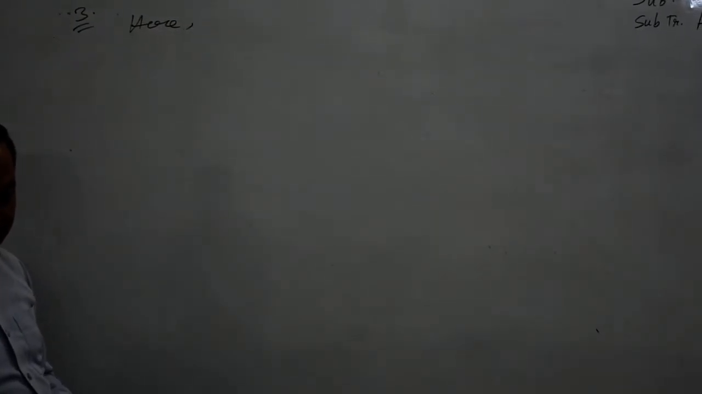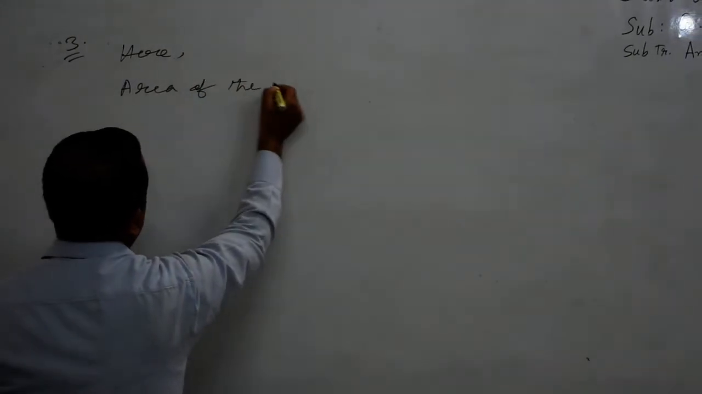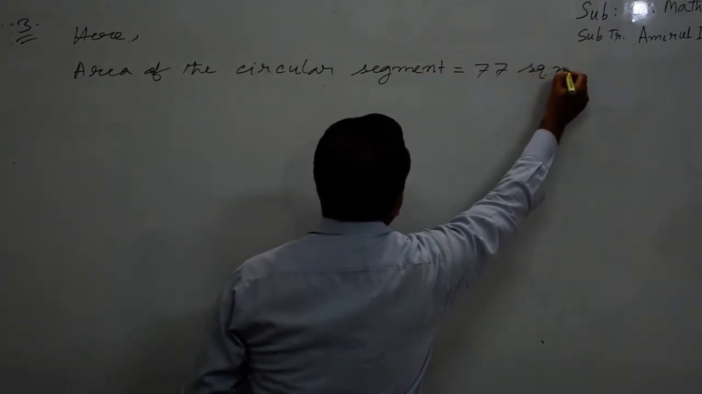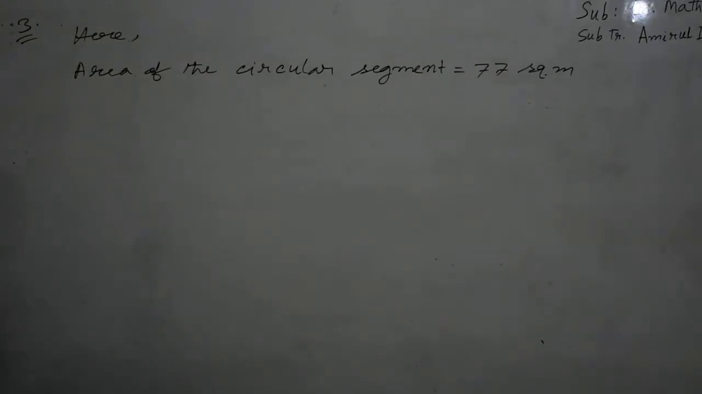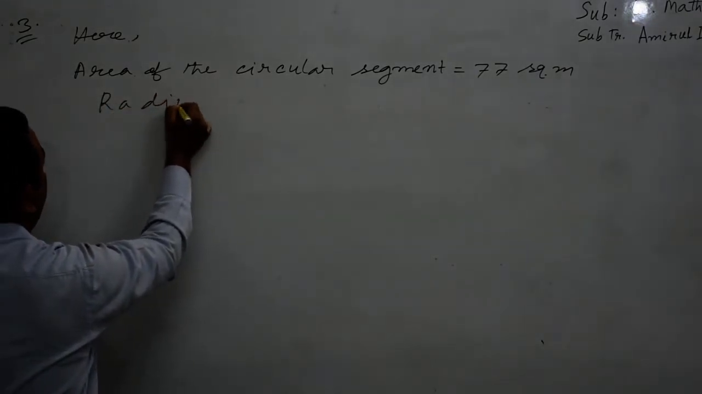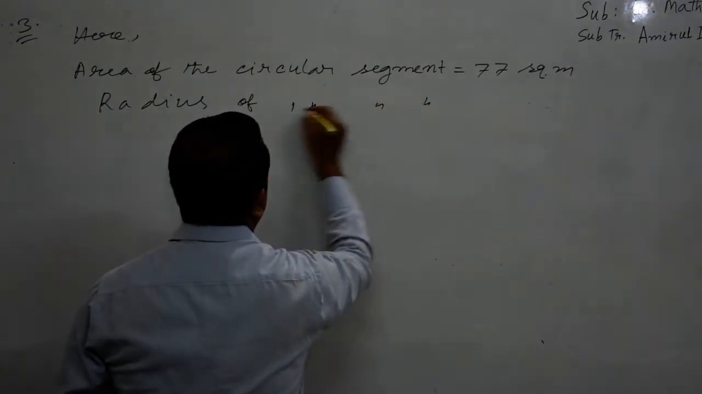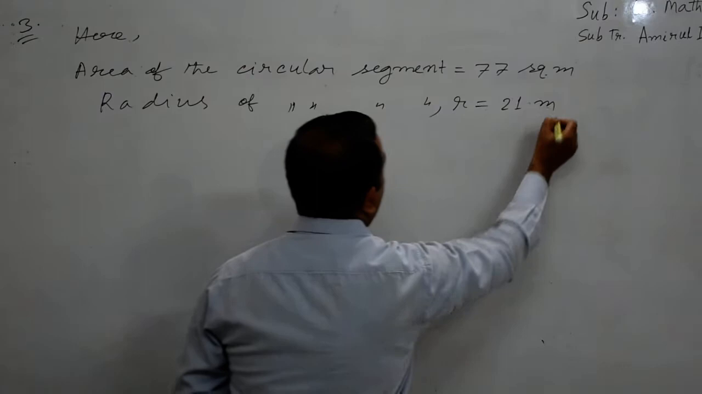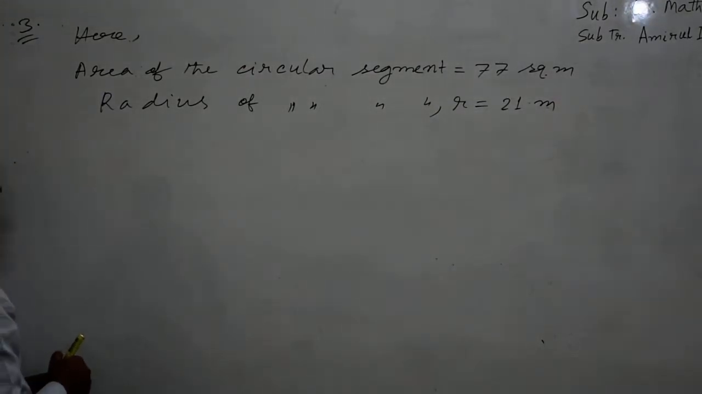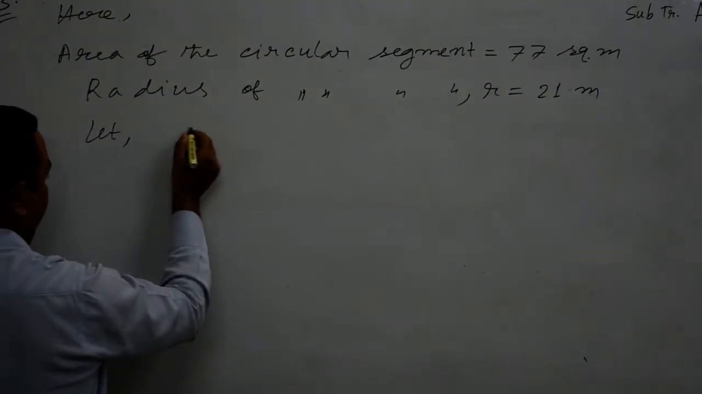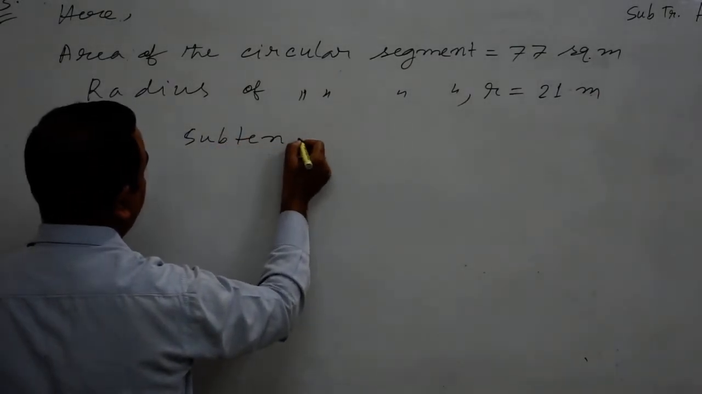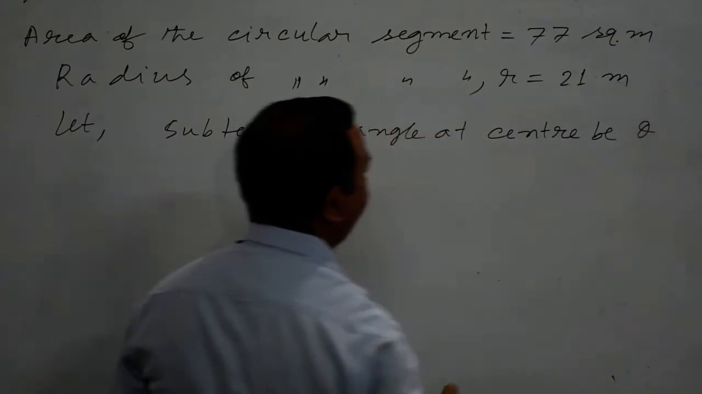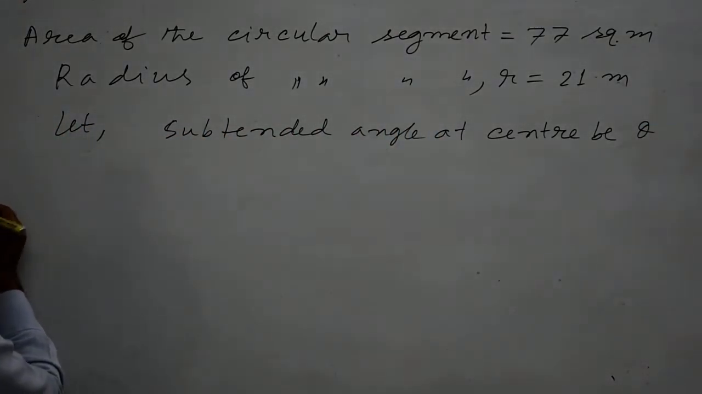Which things are given? Area of the circular segment equal to 77 square meter. Another piece of information given is the radius of the circle, r equal to 21 meter. What is wanted? The subtended angle at the center by this circular segment, theta. We have already learned the formula for the area of the circular segment.